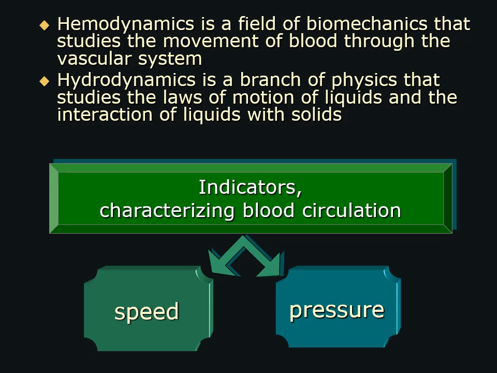In other words, hemodynamics also studies the properties of blood and the properties of blood vessels and the patterns of blood movement through the vascular system in closed circles of blood circulation. Before we go directly to one of the groups of indicators that characterize blood circulation, let me remind you of a few basic concepts related to fluid, and in particular to blood.